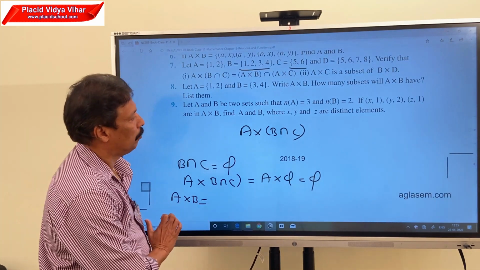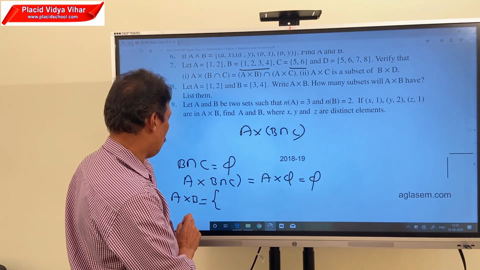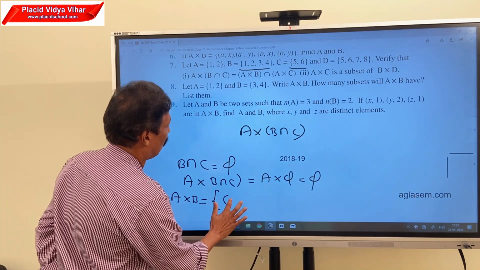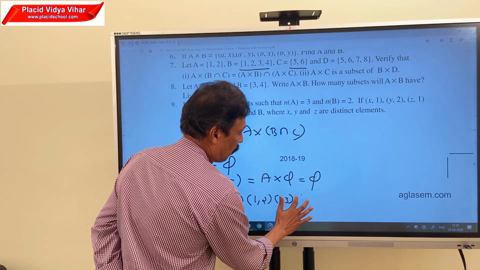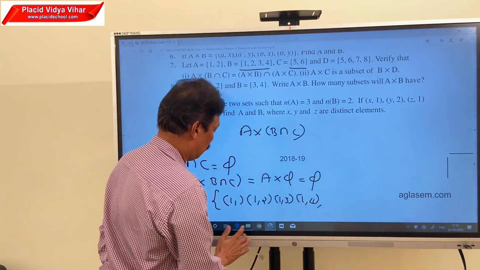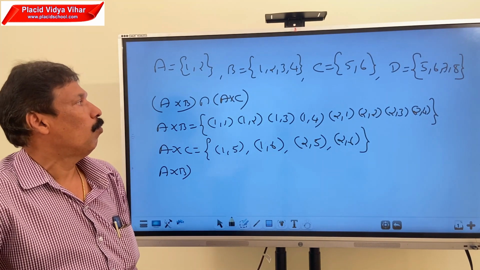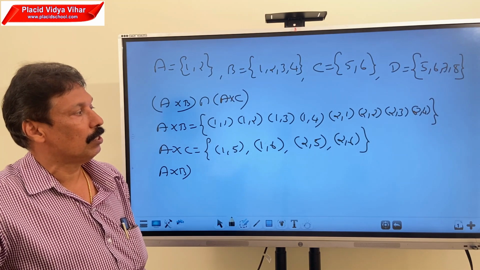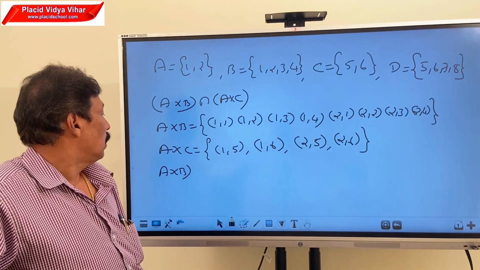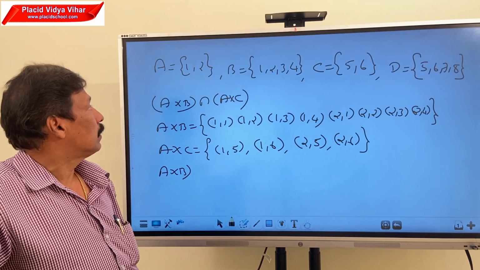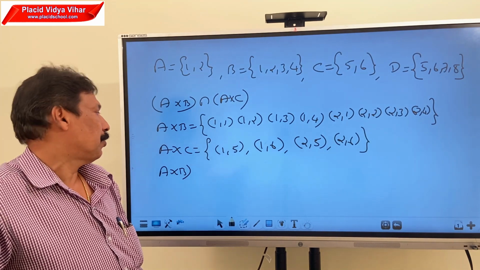For the second part, or right side, first we find A cross B. A cross B is the set of ordered pairs (1,1), (1,2), (1,3), (1,4), (2,1), (2,2), (2,3), (2,4). And A cross C is the set of ordered pairs (1,5), (1,6), (2,5) and (2,6).